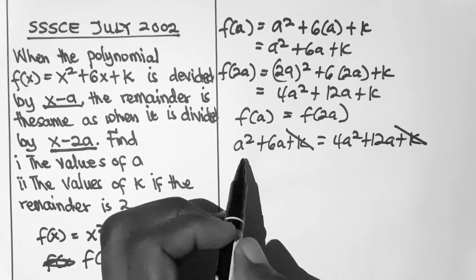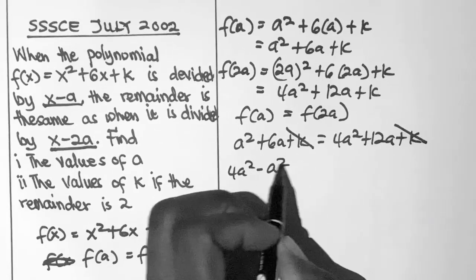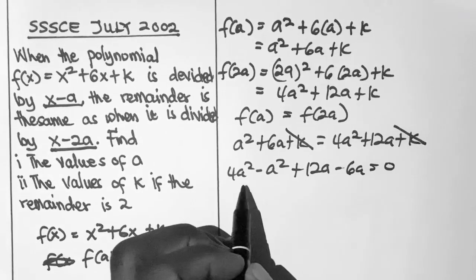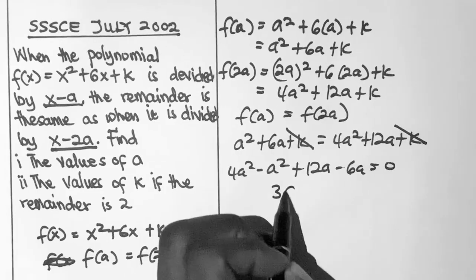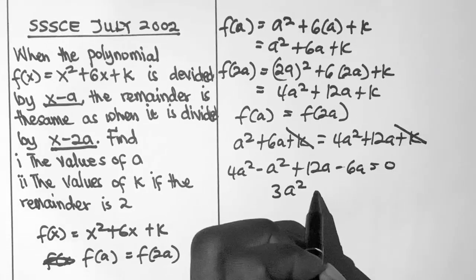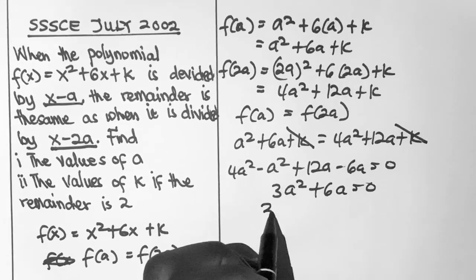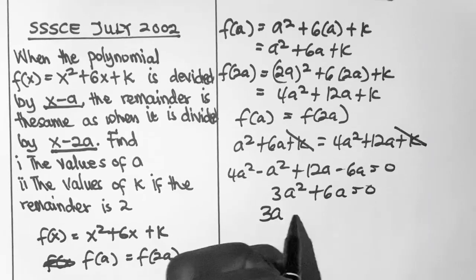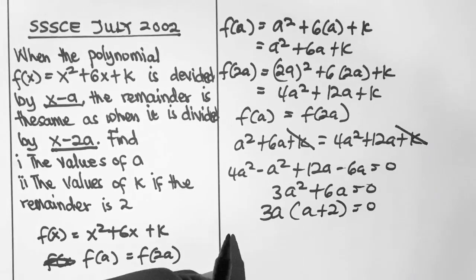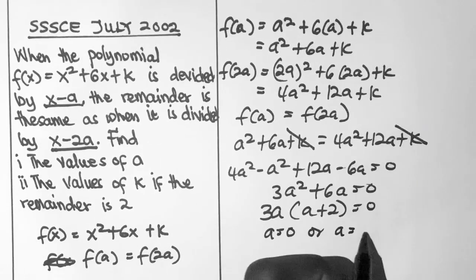Now let's bring everything to the right hand side. So it becomes 4a squared minus a squared, then plus 12a minus 6a equals 0. So 4a squared minus a squared is 3a squared. Then 12a minus 6a is 6a. So plus 6a equals 0. So let's factorize 3a. We are left with a plus 2 equals 0. So the values of a are a is equal to 0 or a is equal to minus 2.